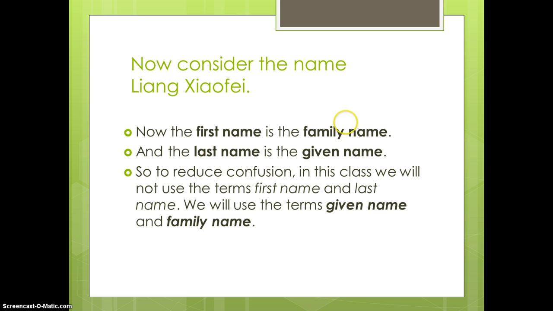But now let's think about in this class with a lot of people from places like China and Korea, we can't just talk about first and last names like that. So a name like Liang Xiaofei, well, the first name is Liang, but that's the family name. And the given name is the last name, Xiaofei. So, in this class, to reduce confusion, I'm not going to talk about a first name or a last name. Instead, I'll talk about a given name and a family name.